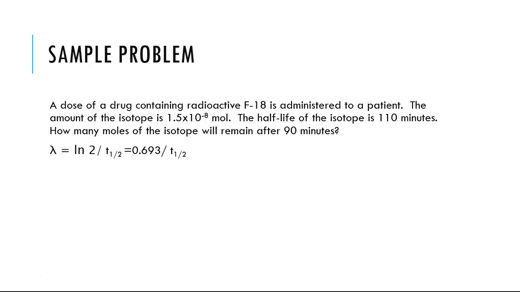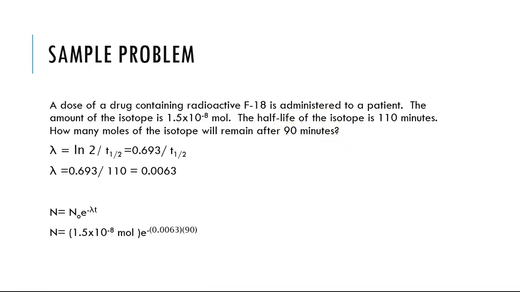The first thing to do is to find the decay constant. We can do that using the first equation, and we get that the decay constant is 0.0063. Then we can use our second equation. We know the initial amount, N0, that's given in the problem. We found the decay constant already, and we're looking for the moles that will remain after 90 minutes. When we substitute that in, we get that the final amount is 8.5 times 10 to the negative 9th moles.